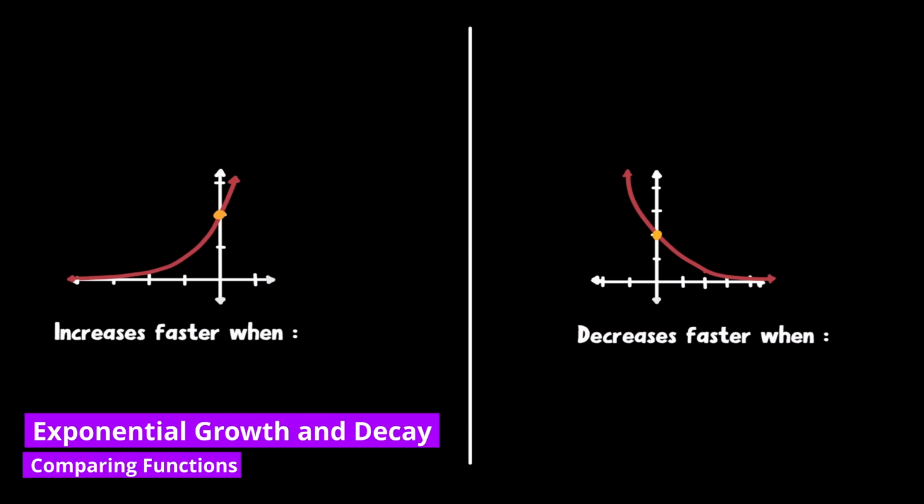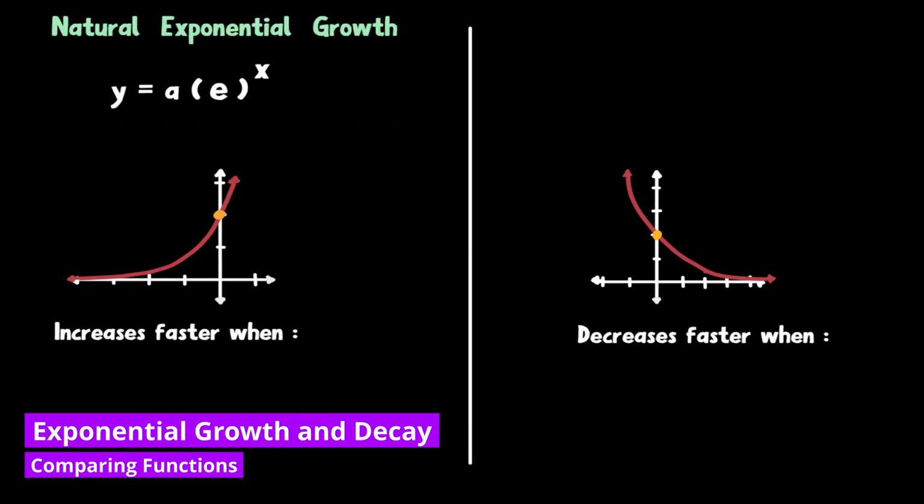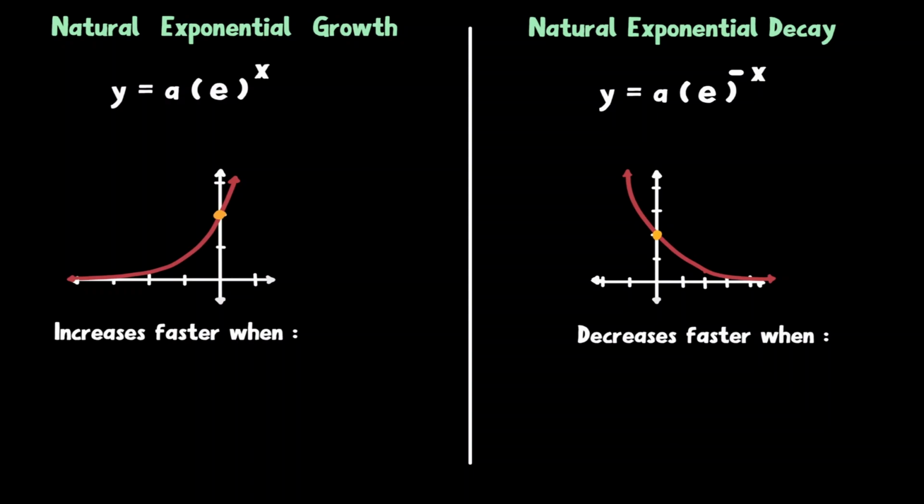Welcome. Let's compare and understand natural exponential growth and natural exponential decay. On the left, here we have the equation that we use to represent a natural exponential growth. And on the right, here we have the equation that we use to represent a natural exponential decay. The way that we can distinguish between them two is by the sign of the exponent.